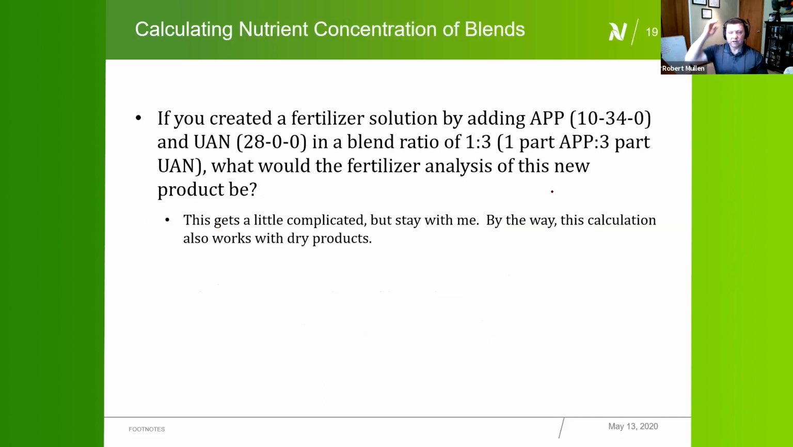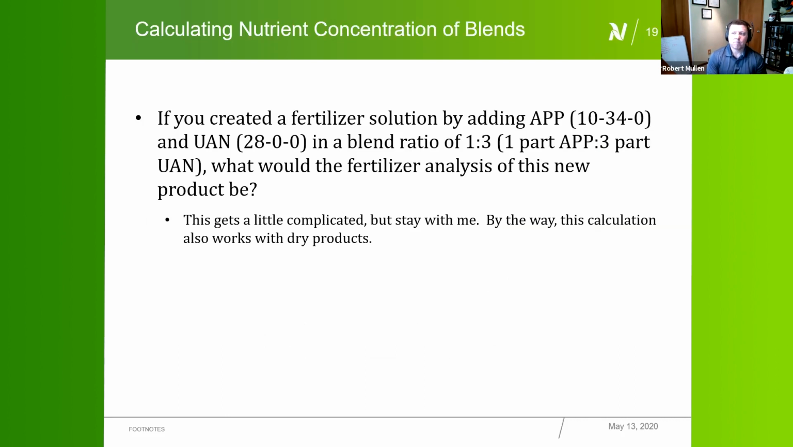Here's the very last one. Boy, we're going a lot longer than I thought. And I thought that I would be, there's only 21 slides here. If you created a fertilizer solution, so I really want to illustrate this point because I see this mistake made very frequently when you're blending products. Specifically, if it's not blended at a 1-to-1 ratio. If you blend at a 1-to-1 ratio, it's really easy to calculate what the new nutrient analysis would be of the resulting product. And that's just simply taking the average.